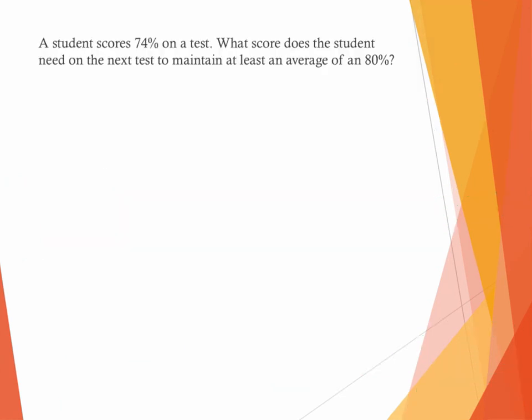Let's take a look at a couple examples where we would use an inequality to solve. A student scores 74% on a test. What score does the student need on the next test to maintain at least an average of 80%? So we know that we are looking for the next test score. So we're going to let x be the score on the next test.